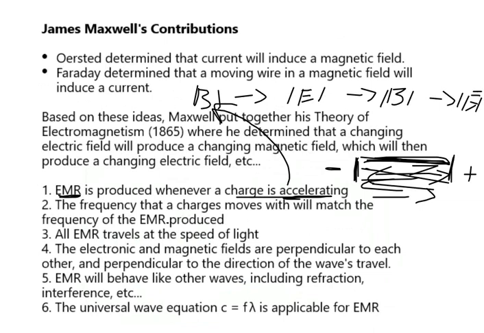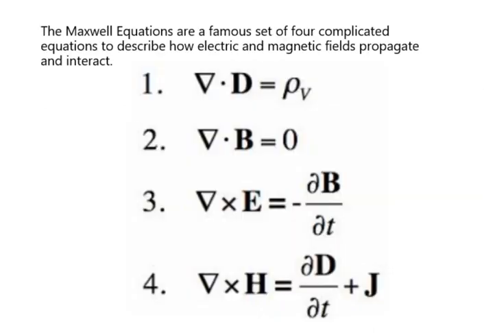Other things you need to know though. EMR travels the speed of light. Okay, I've already kind of discussed that. These waves are always perpendicular to each other. We're going to talk about words like refraction and interference later in the course. And then finally, this equation definitely applies still. So let me get to some of my videos and stuff.